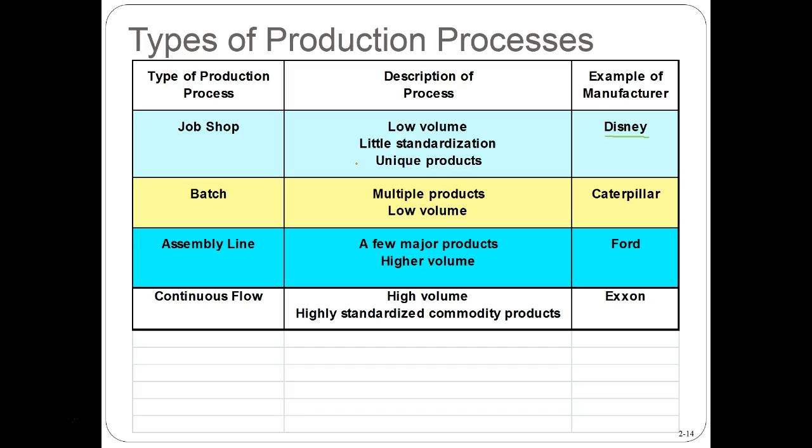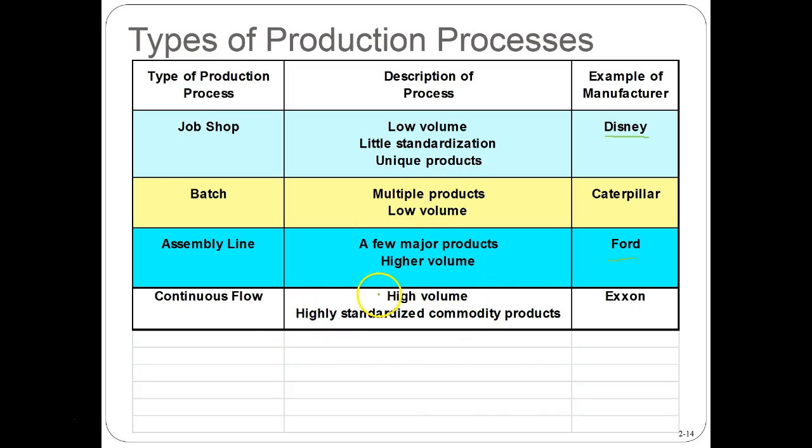As compared to a batch type, that would be multiple products at a low volume, such as Caterpillar. Caterpillar has construction equipment, and they're going to have multiple products with a low volume. We have assembly line, where we would have a few major products at higher volume, such as Ford. Ford has a limited amount of products, and they do a high volume. So we're going to have to allocate that cost in that format. What would be the best way to do that, we'll talk about.